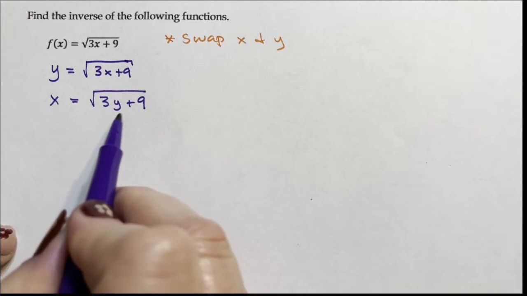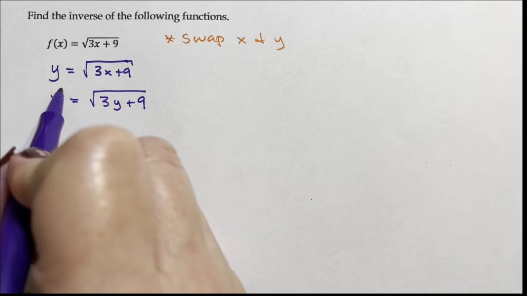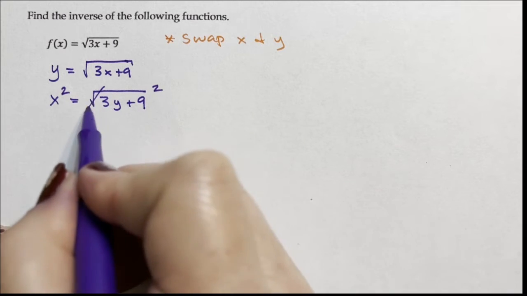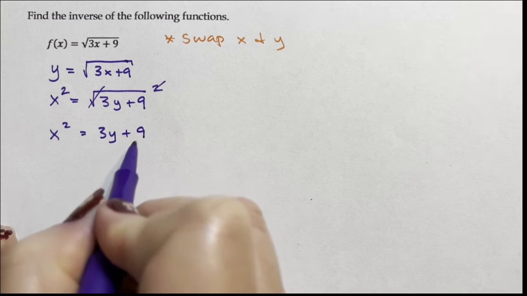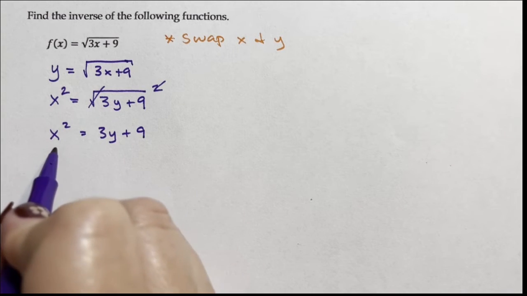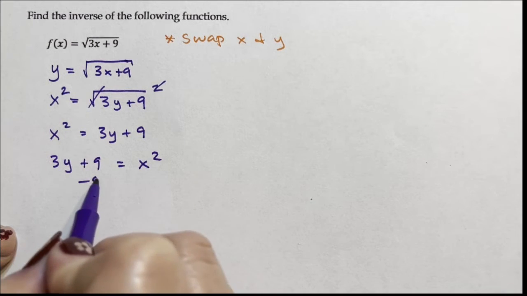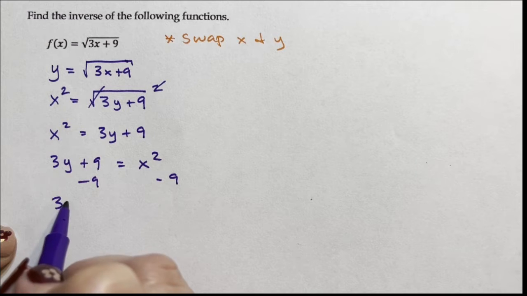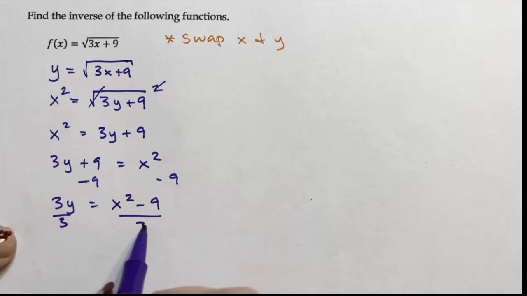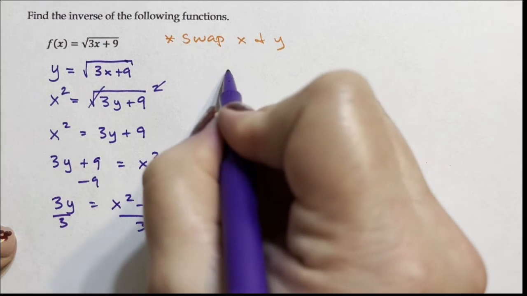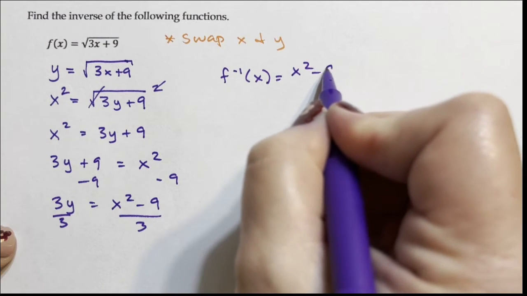To get the y out of this square root hat, I'm going to have to square both sides. So square and square. So x squared equals 3y plus 9. To get y alone, first I'm going to flip this around. So 3y plus 9 equals x squared. Subtract 9. 3y equals x squared minus 9. Then divide by 3. So I have the inverse of x equals x squared minus 9 divided by 3.